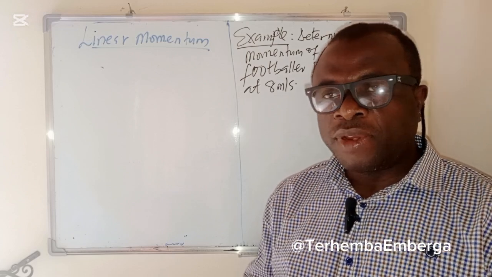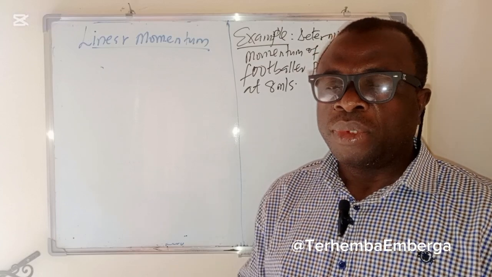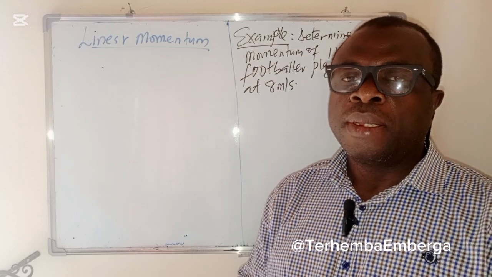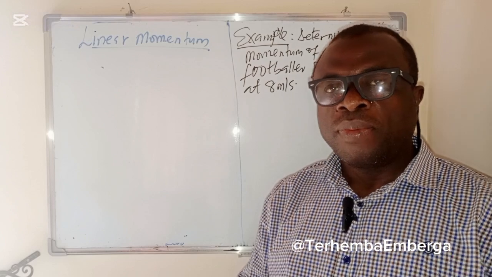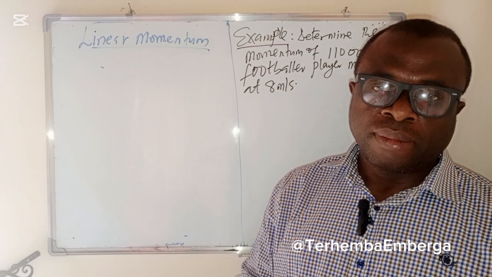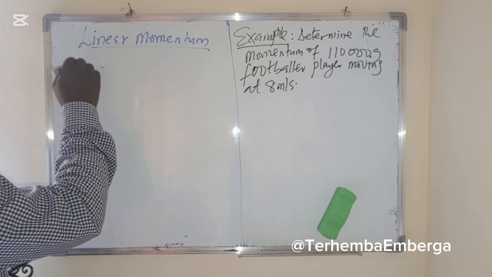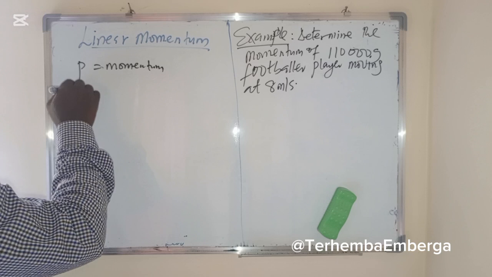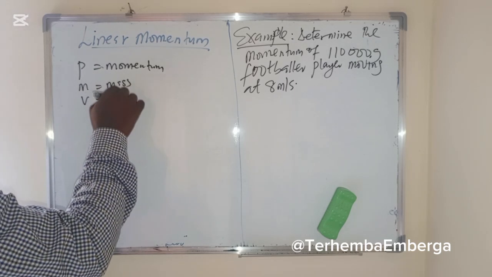The quantity of the material and the speed at which it moves are the parameters that define momentum. Mathematically, we can say that momentum is a product of mass and its velocity. So we can say that if P is the momentum, M is the mass, and V is the velocity.